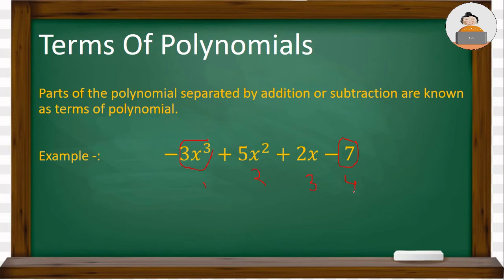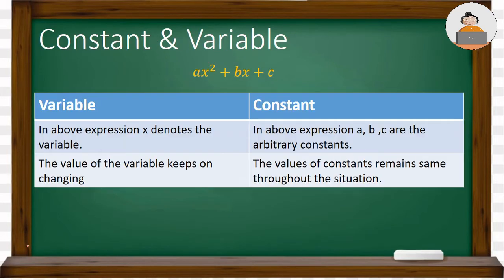So we can conclude that terms are numbers, or they can be the product of a coefficient and a variable. Constants and variables. Friends, we know that these are the two important parts of the polynomial. For understanding these, I have taken a polynomial ax square plus bx plus c, where x is the variable and a, b, c are arbitrary constants. The value of the variable keeps on changing whenever we process through the polynomial, whereas in the case of constants, it remains the same throughout the situation.